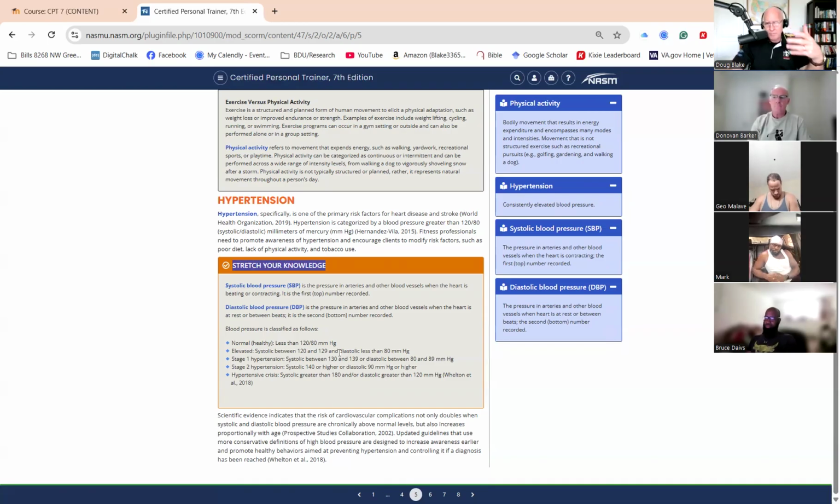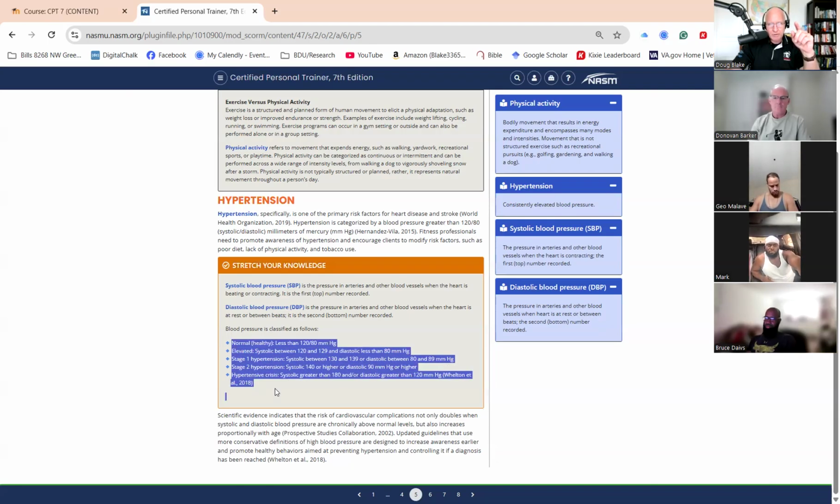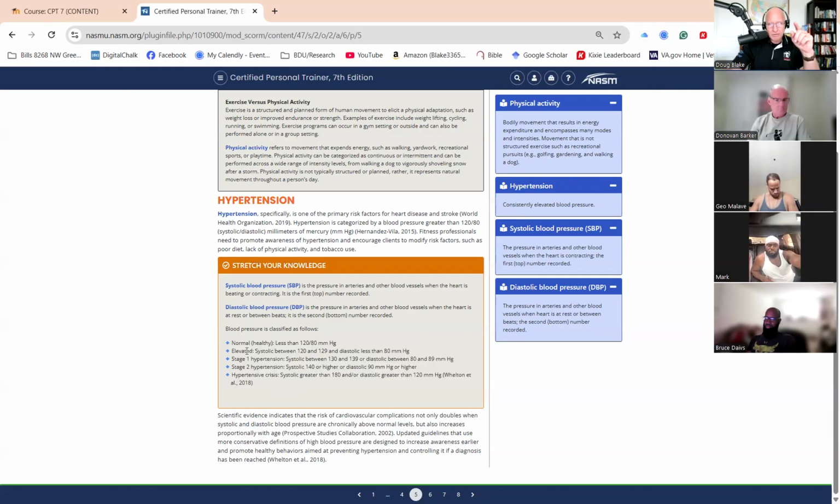There is nothing here that is technically difficult to memorize. It's rote memorization. Now, what I want to make sure you guys do memorize are these numbers right here. Y'all got this? Again, NASM will give you the new numbers from the American Heart Association, but they'll give it to you in a chart, and you do need to know those numbers, for testing, yes, but definitely for your own personal edification.